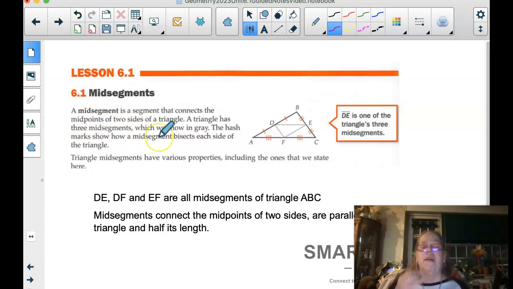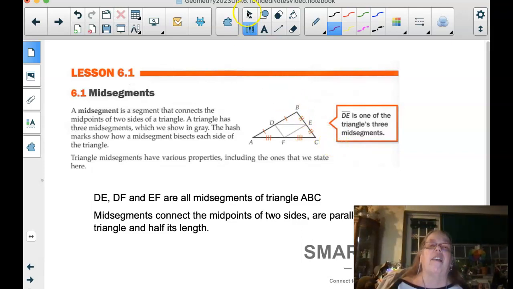Okay, so let's take a look at mid-segments. The definition of a mid-segment is a segment that connects the midpoints of two sides of, in this case, a triangle. You're also going to see it in a trapezoid. Notice here, DE, DF, and EF are all mid-segments of triangle ABC. What we'll learn is that mid-segments connect the midpoints of two sides, and they are parallel to the third side and half its length. We're going to do a bunch of that, so don't worry about it.